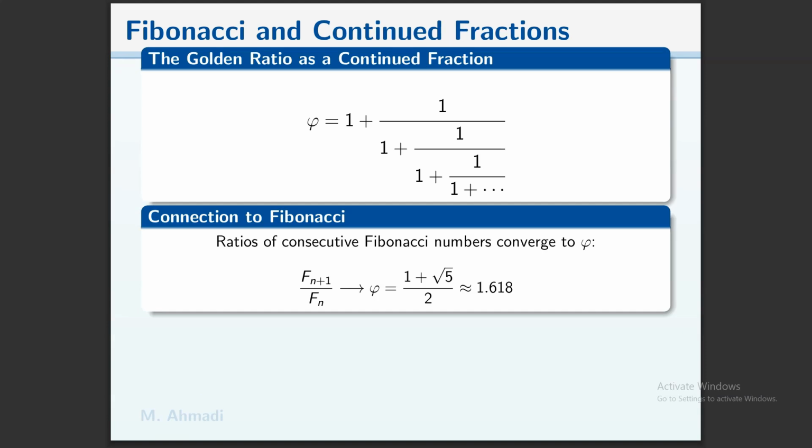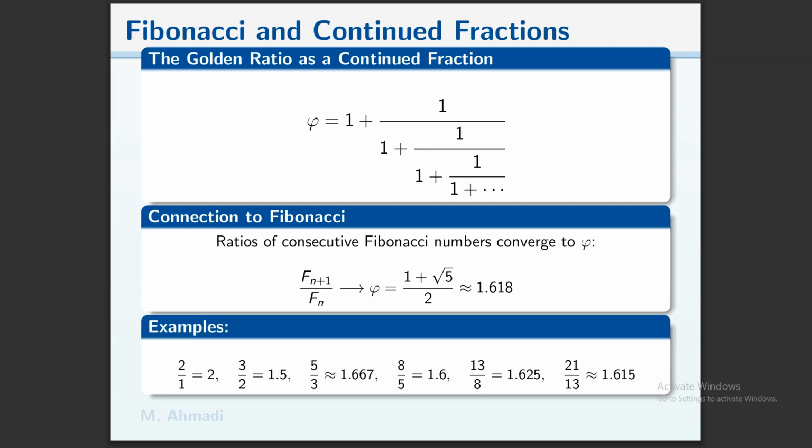Also, Fibonacci and continued fractions. Here is the golden ratio: phi equals 1 plus a continued fraction, 1 plus 1 over 1 plus 1 over, and so on. If we calculate the sum of two terms, it equals 1 plus 1 over 1, which equals 1 plus 1, which equals 2. So for the second sum, the result is 2, which relates to the first term as 2 over 1 equals 2.